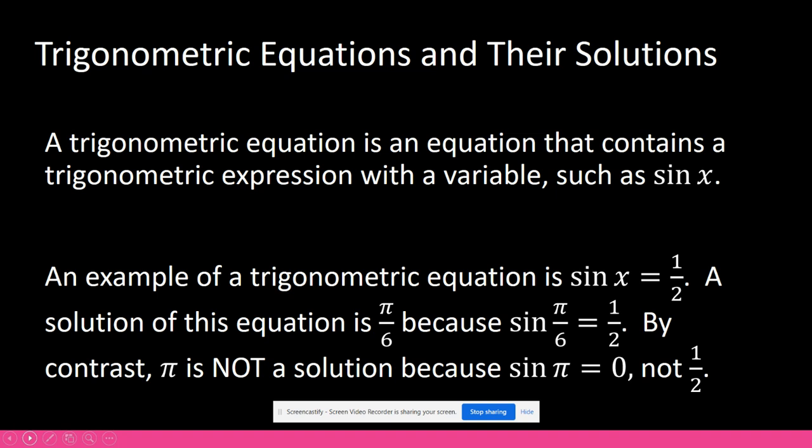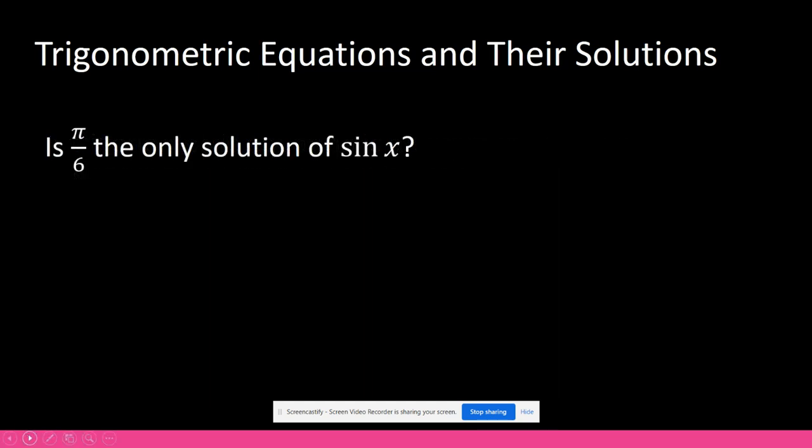So we're thinking about what is the angle measure that gets us that sine to be a half. Well, pi over 6 would work because the sine of pi over 6 is a half. By contrast, pi would not be a solution because the sine of pi is 0, but we were looking for when it was a half. My question is, is pi over 6 the only solution when I was looking for that sine of x equal a half? And our answer is no.